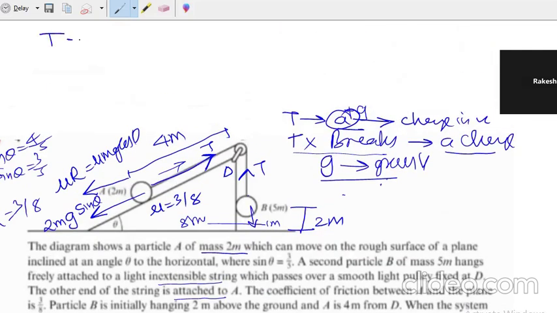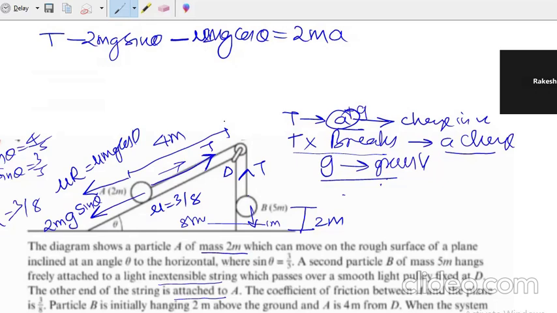So T minus 2mg sine theta minus mu mg cos theta is equal to 2ma. Because m is 2m, it's 2ma. This is the first part. As far as this is concerned, this is 5m. So what are the forces acting on it? The force acting downward is causing it the acceleration. So 5mg minus T is equal to 5ma. This is the resultant force ma. These are the forces acting. This causes that.